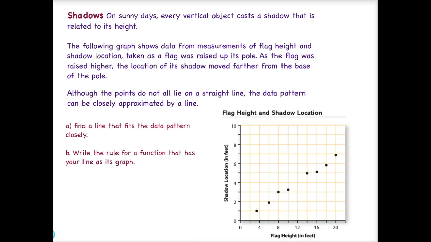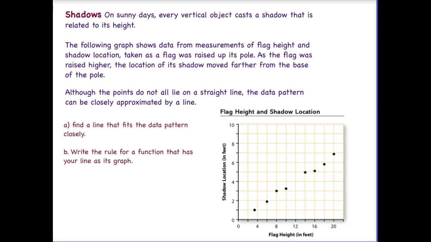Let's look at our first example. This is about shadows. On sunny days, every vertical object casts a shadow that is related to its height. The following graph shows data from measurements of flag height and shadow location, taken as a flag was raised up its pole. As the flag was raised higher, the location of its shadow moved farther from the base of the pole. Although the points do not all lie on a straight line, the data pattern can be closely approximated by a line. So look at our data.